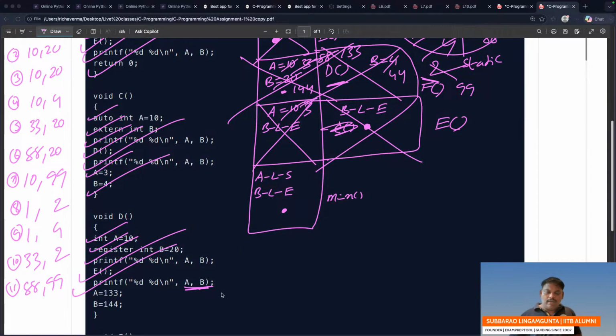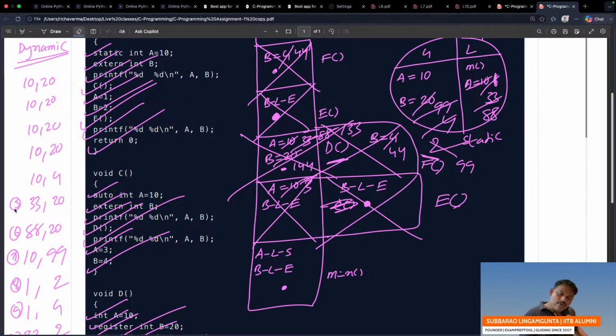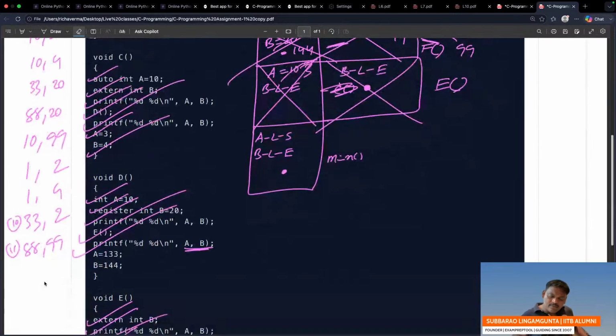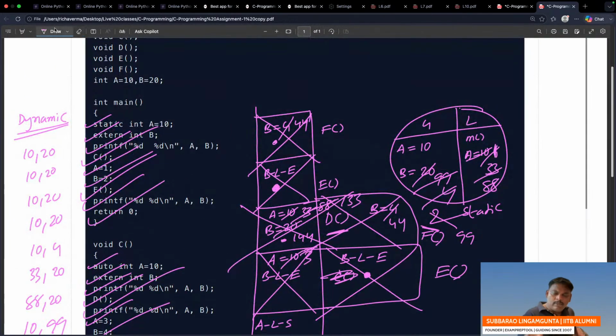The first 4 values are 10, 20, 10, 20. Oh, numbering I gave wrong. One value missing. Yeah, nothing wrong happened. Numbering I gave wrong, I missed out one number. It will happen sometimes. I adjusted for lack of space. Thanks for informing. So let me write.